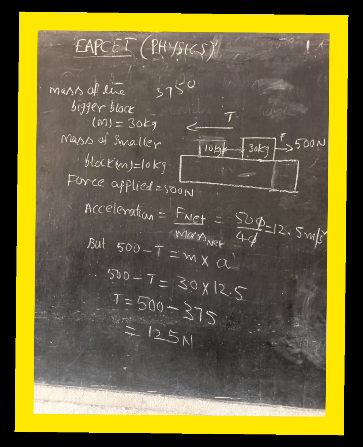Therefore, 500 minus T equals 375. Therefore, T equals 125 newtons. So the tension in the string will be 125 newtons.